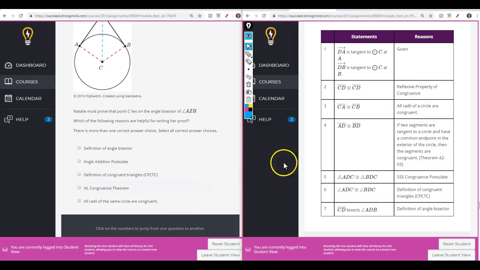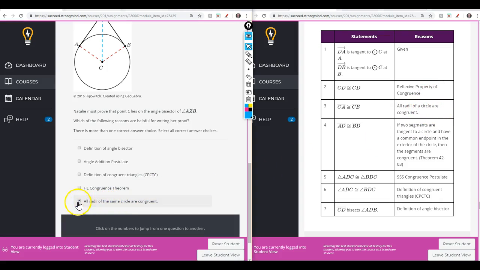It's not in this one. All radii of a circle are congruent. All radii of the same circle are congruent. If two segments are tangent to a circle and have the same endpoints in the exterior of the circle, then the segments are congruent. I'm not seeing that one here. I am seeing side, side, side. It's not there. I'm seeing CPCTC. And then definition of angle bisector.